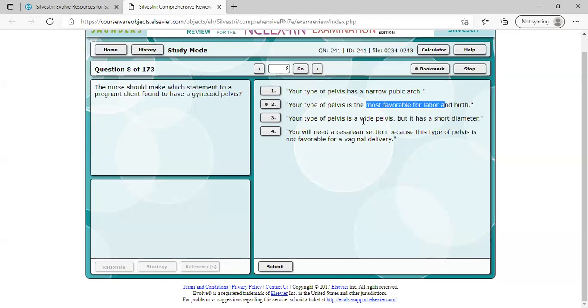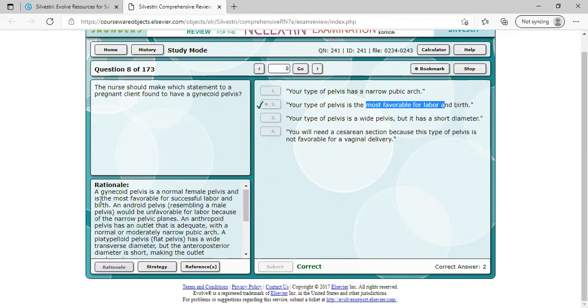Number three, your type of pelvis is a wide pelvis, but it has a short diameter. No, it is wide. The diameter is good for labor and birth. Number four, you will need a C-section or cesarean section because of this type of pelvis. No, it is wrong because I said it is most favorable. Why? This is the answer.